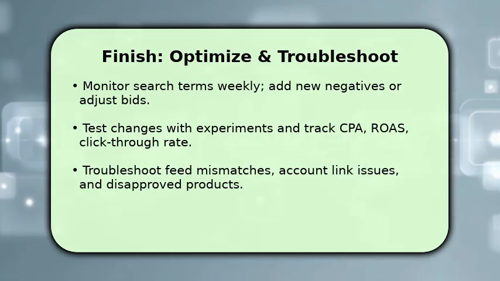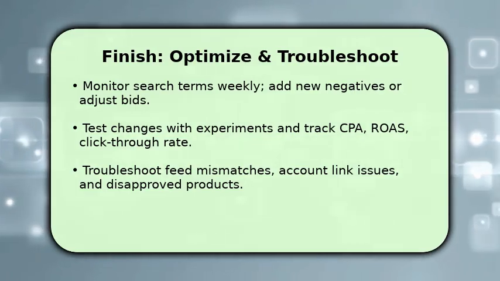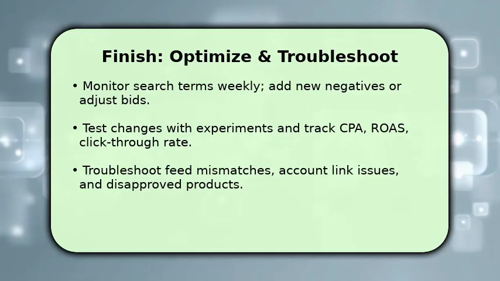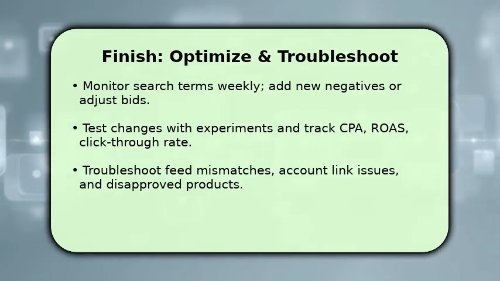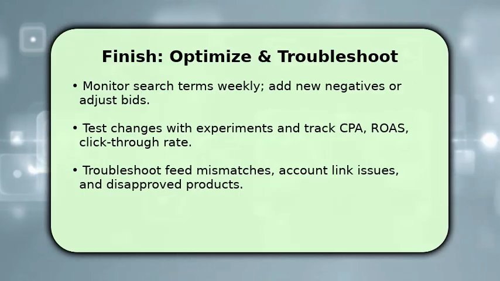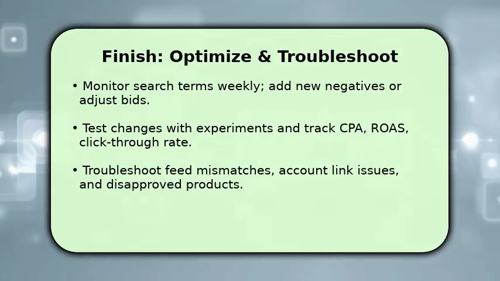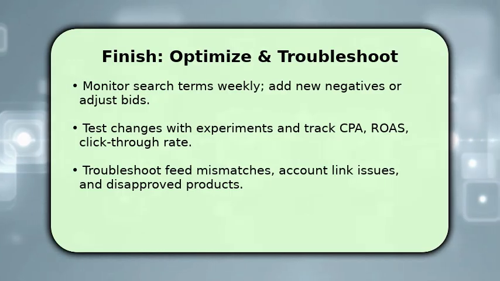If things go wrong, check for feed attribute mismatches, Merchant Center disapprovals, or broken account links. Fixing those usually restores expected traffic. One key tip: when traffic drops unexpectedly, recheck product approval status first, then bidding rules.